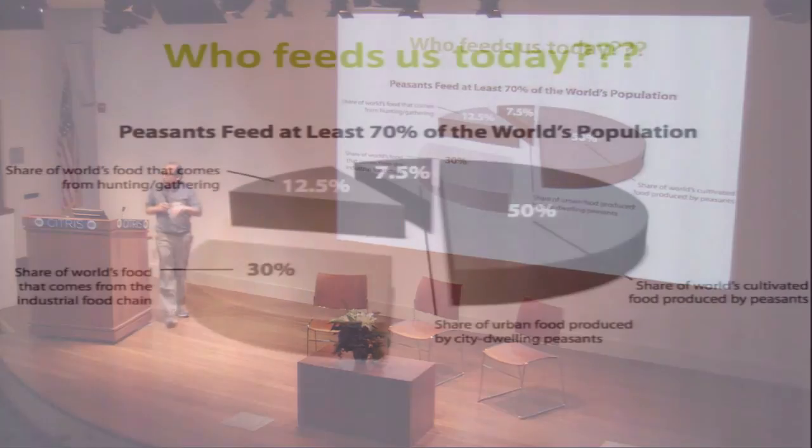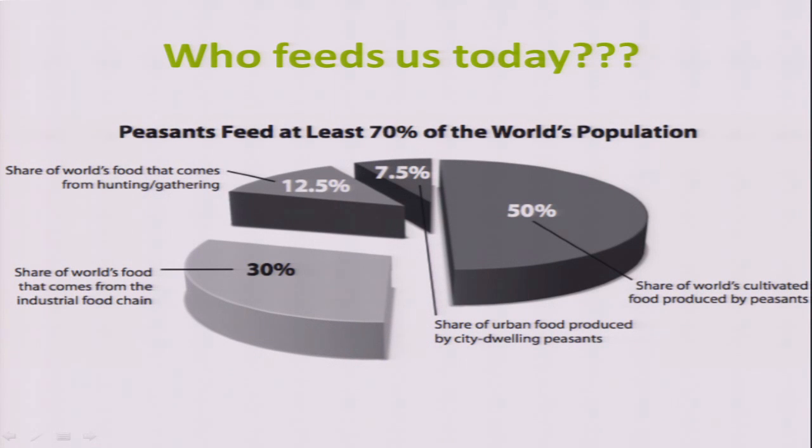So really, who's feeding the world today? If these guys are producing biomass, it's the peasants. 50% of the food that we eat in the world comes from small farmers. Actually, if you go to Latin America, it's about 80% of the food.